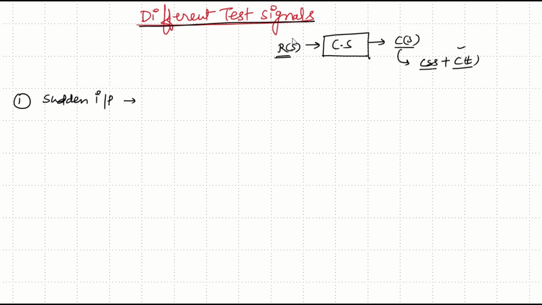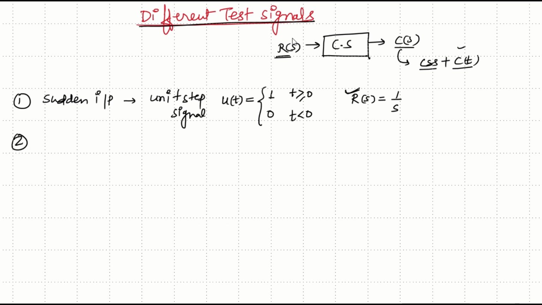Mathematically it is defined as the unit step signal, which is denoted by u(t), and mathematically it is 1 for t greater than or equal to 0, and for t less than 0 it is 0. And the Laplace transform of this u(t), as we already know, is 1 by s. So the first input is the sudden input, and the Laplace transform of this sudden input is 1 by s.